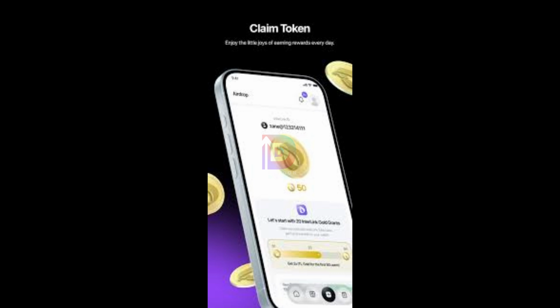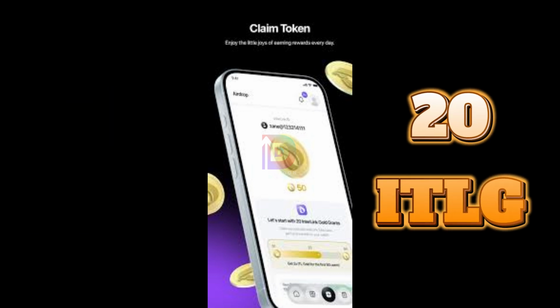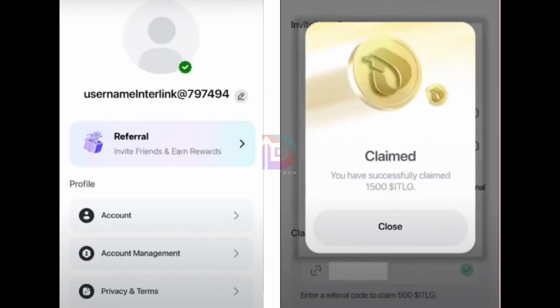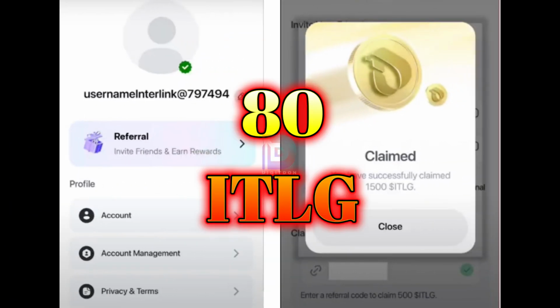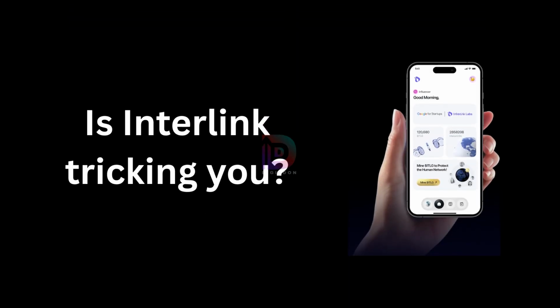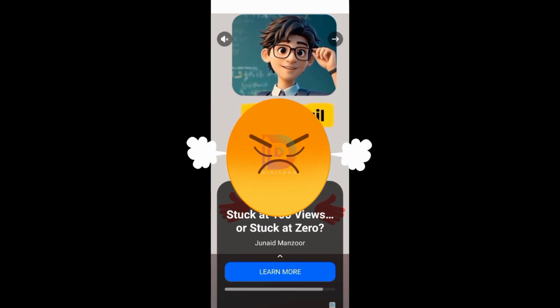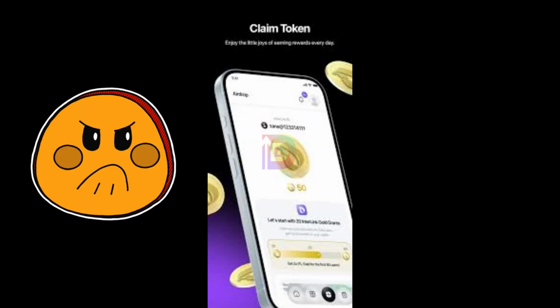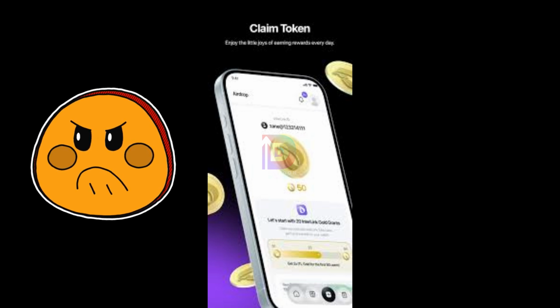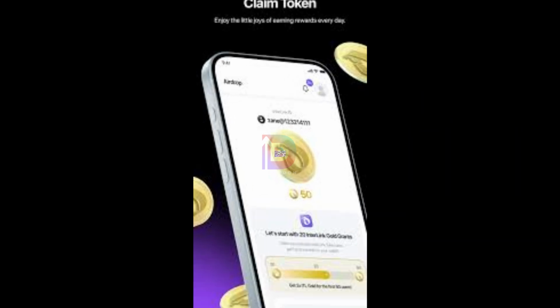If you are a solo linker with no or just 1 to 2 referrals, one airdrop gives you 50 ITLG and the very next 20 only. And if you are a linker with a list of referrals, sometimes you get 80 ITLG and next time 130. Is InterLink tricking you? Does it just force you to watch the in-app ads and give you only a few ITLG without any systematic policy? Do you think InterLink is giving you an unjustified, or more casually, a reduced quantity of ITLG, very low compared to your expectations?